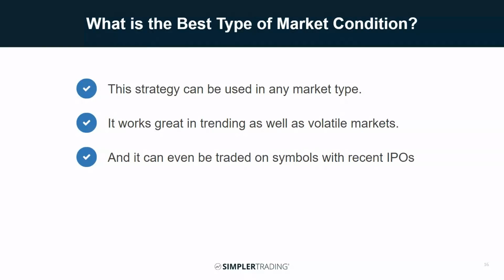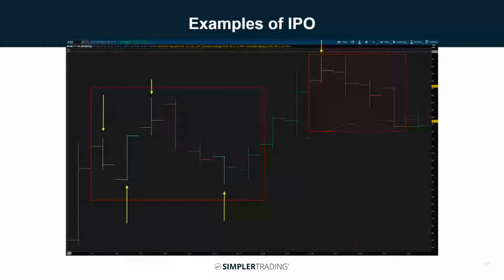And of course, it can be traded on symbols with recent IPOs. So I know some of you guys like to jump into those new symbols. I think the big one right now is the betting website, DKNG, I think it is. So it's a great symbol that is able to be used on those recent IPOs as well.